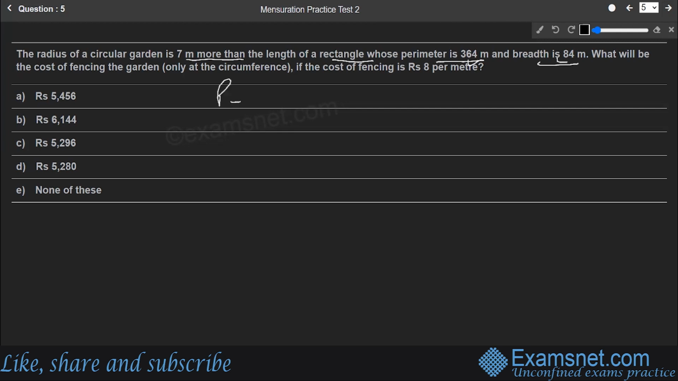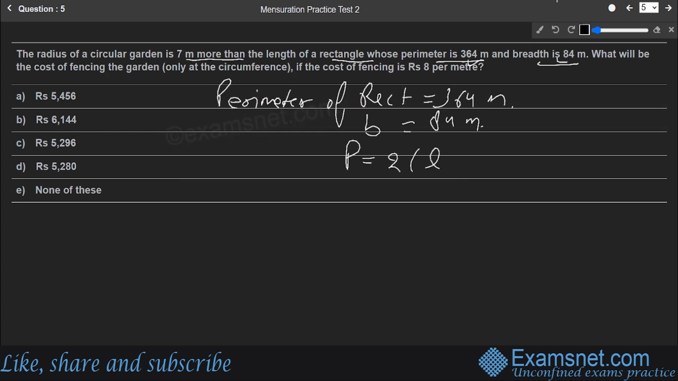So let us do it like this. Perimeter of the rectangle is given as 364 meters, and breadth of this rectangle is given as 84 meters. So clearly we can use the perimeter formula and find out L using that. The perimeter of a rectangle is always given by 2 into (L plus B). So 364 is equal to twice of (L plus B), where the L value is unknown and the B value is already given, that is 84. If you solve this, 2 can cut 364 on the other side, this is 182. So the L value is 182 minus 84, which comes out to be 98 meters.